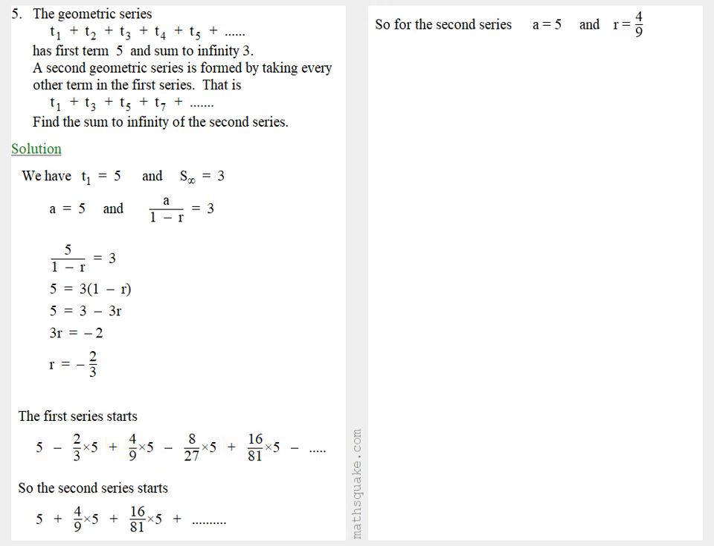So for the second series, a is equal to 5, and the common ratio is 4 over 9. Which means the sum to infinity is 5 over 1 minus 4 over 9, which is 5 divided by 5/9, or 5 times 9 over 5, which is equal to 9. So the sum to infinity of the second series is 9.